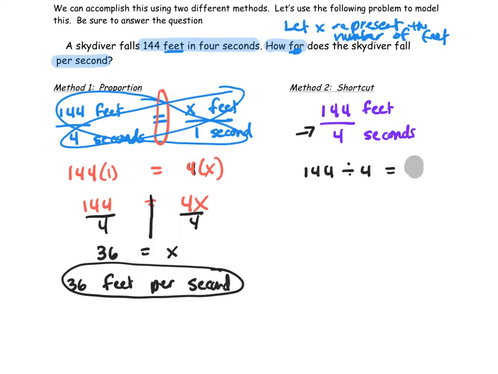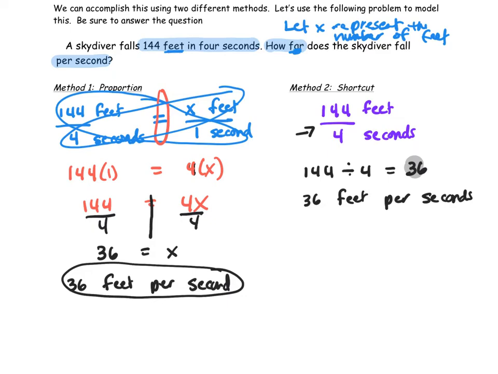So the hard part about this when we use this shortcut method is knowing what our answer means. So we get the same answer. We're going to go back and read from top to bottom. This is 36 feet per second. And again, the way that we set this up is important, the order that we set it up based on the question. How far, so that should be the top, per second. That second is talking about the unit rate per second that we want.